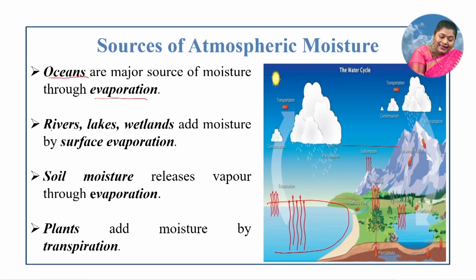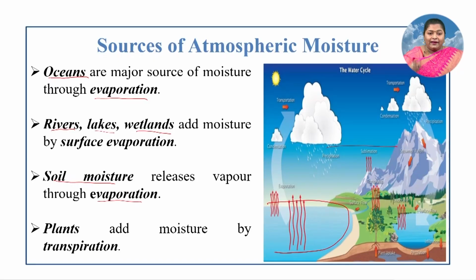The next one is rivers, lakes, wetlands, and moisture. So along with the ocean water, these factors, that is rivers, lakes, and wetlands, support the moisture contents. They provide moisture contents to the atmosphere. The soil moisture. So the soil is also not still, it is also contributing to the atmospheric moisture. It releases vapor through evaporation.